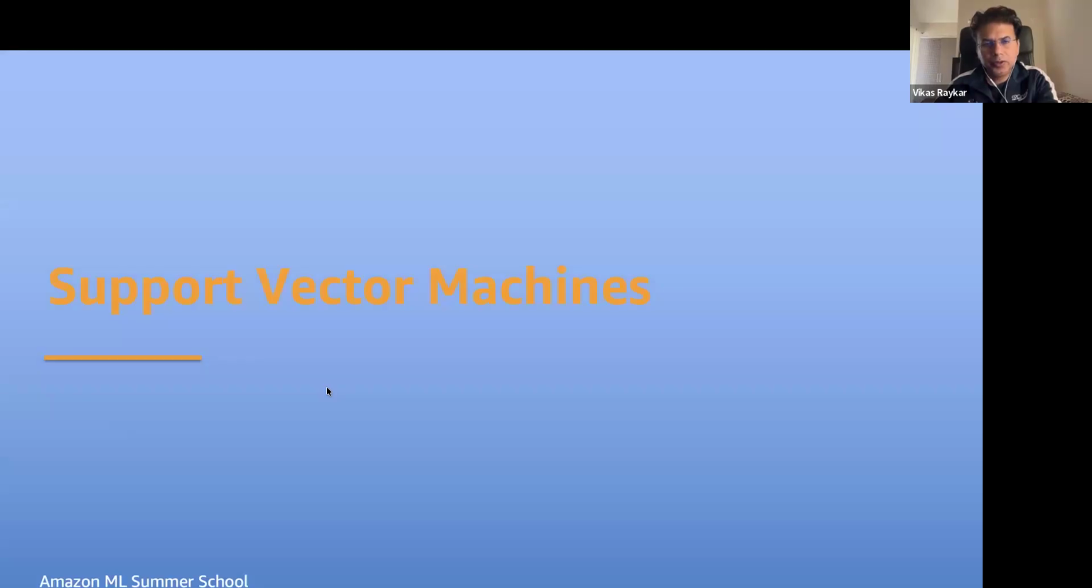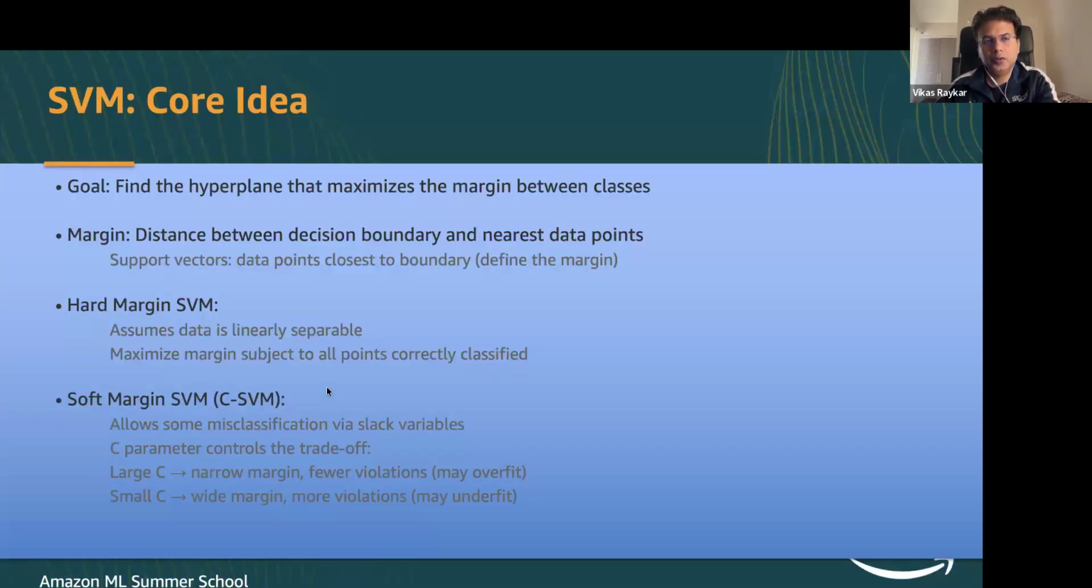So finally, we're going to briefly touch upon SVMs. SVMs, though they were very popular at some point, these days are not that popular. But we'll just briefly touch upon the core idea of SVM, and we'll not go into details of how the algorithm is trained. The goal is to find the hyperplane that maximizes the margin between classes. The margin is defined as the distance between the decision boundary and the nearest data points. The support vector is a data point that is closest to the boundary, which defines the margin.